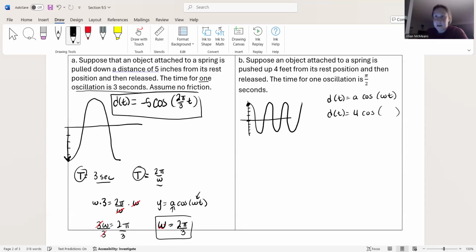So A is pretty easy. It's the omega that takes a little bit of energy, okay? So go back into the problem and figure out how much time it's going to take to complete one oscillation. Well, we're told the time for one oscillation is pi over 2 seconds. So our period is pi over 2, but our period is also 2 pi over omega. Well, if T equals pi over 2 and T also equals 2 pi over omega, then pi over 2 and 2 pi over omega have to be equal.